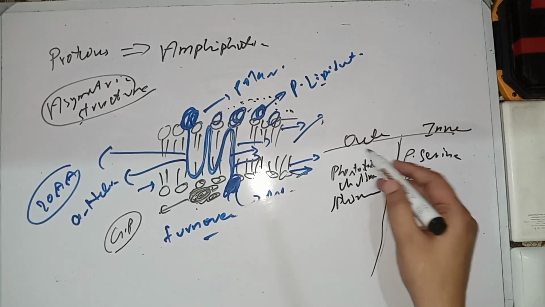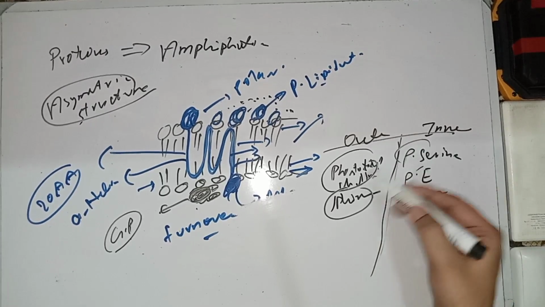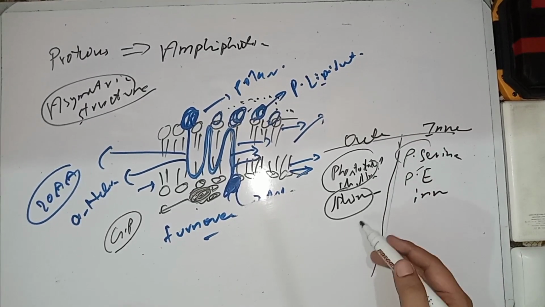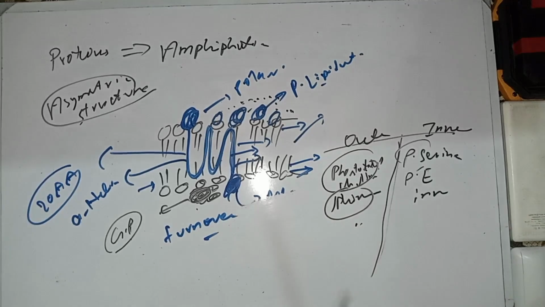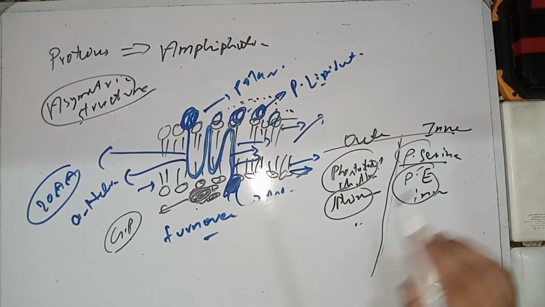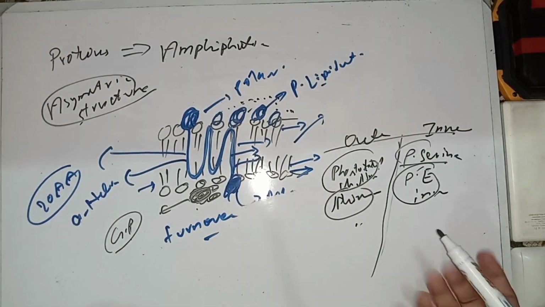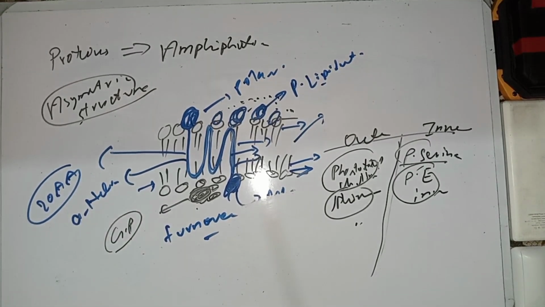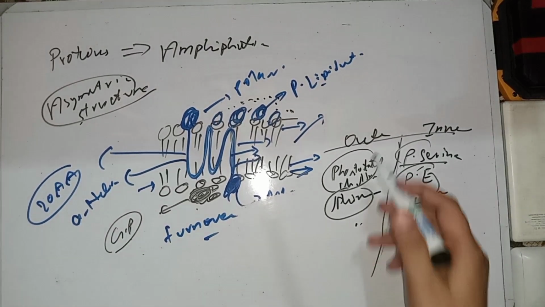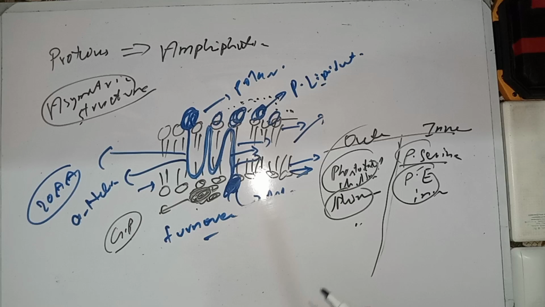You just need to remember the names of these lipids here. Phosphatidyl choline and sphingomyelin are located on the outer aspect, while phosphatidyl serine and phosphatidyl ethanolamine are located on the inner aspect of cellular membranes. So this imparts asymmetry to the cellular membrane.